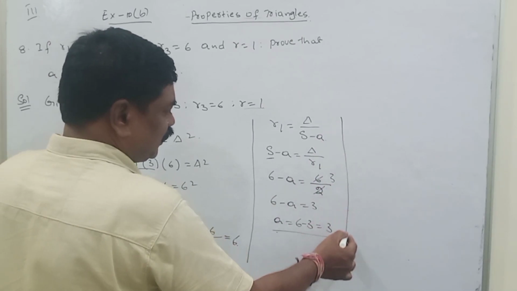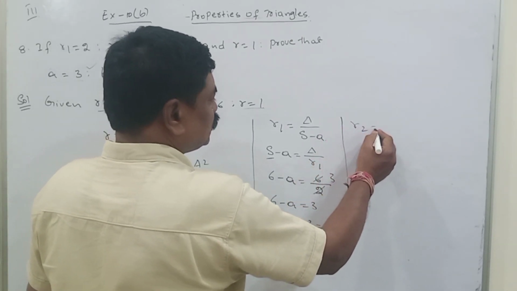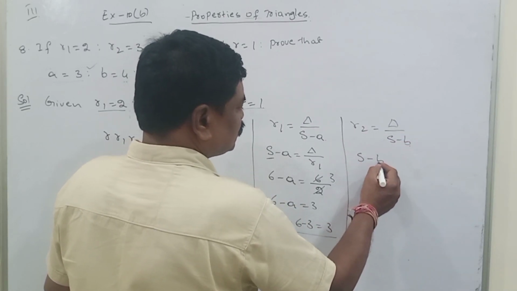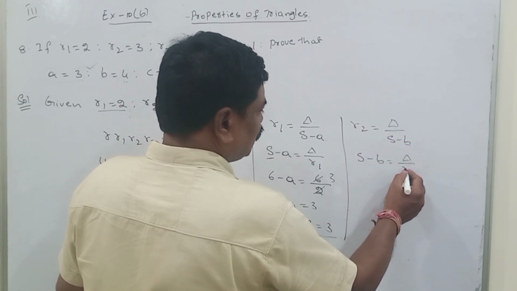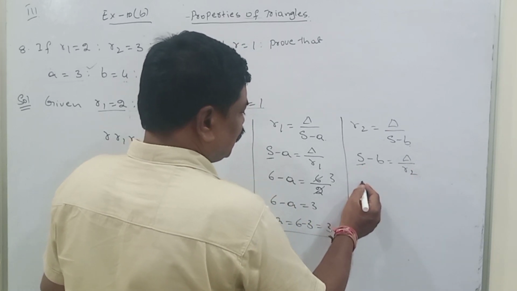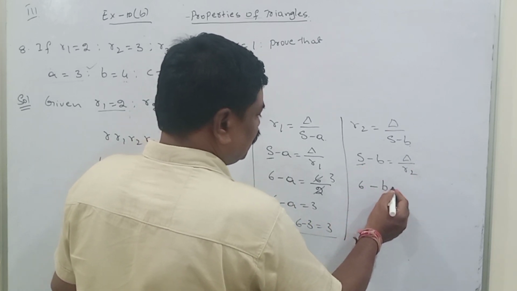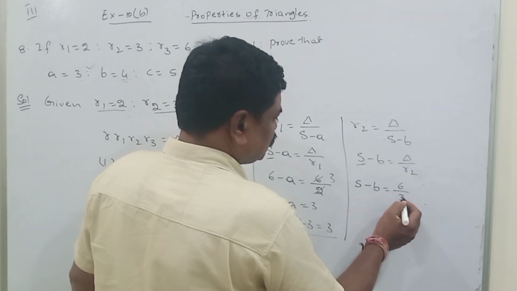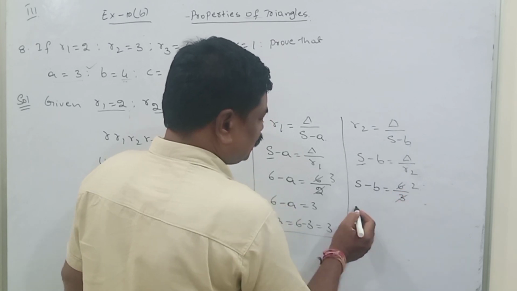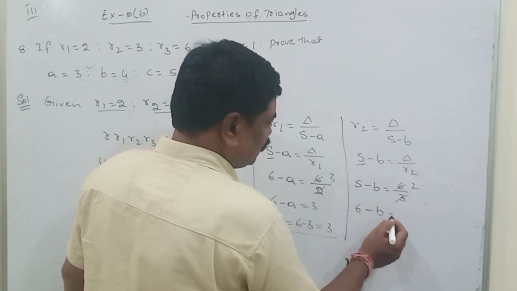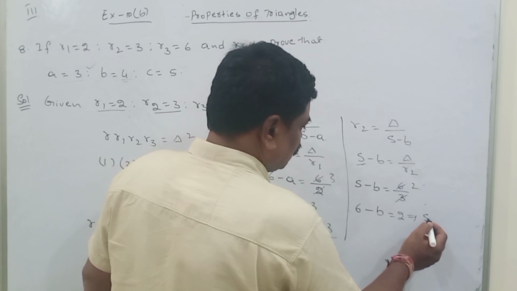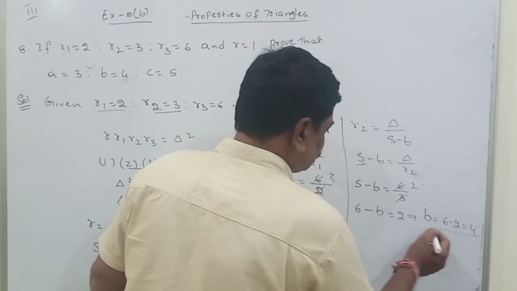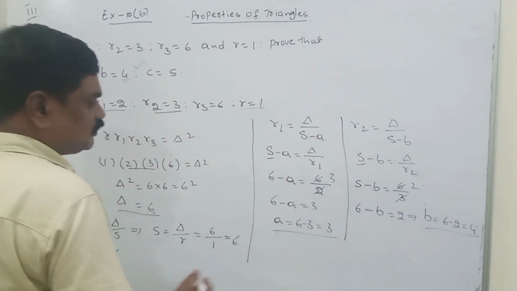Next you have to find R2, delta by S minus B. S minus B is equal to delta by R2. S value 6 minus B is equal to 6 by 3. S minus B is equal to 6 by 3, 3 2s are 6. S value 6 minus B is equal to 2. So B is equal to 6 minus 2, is equal to 4. So 4 is the answer.